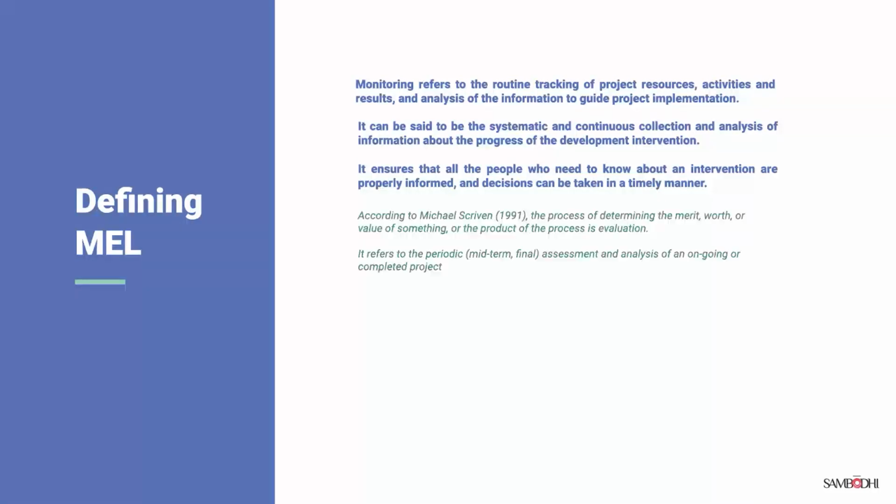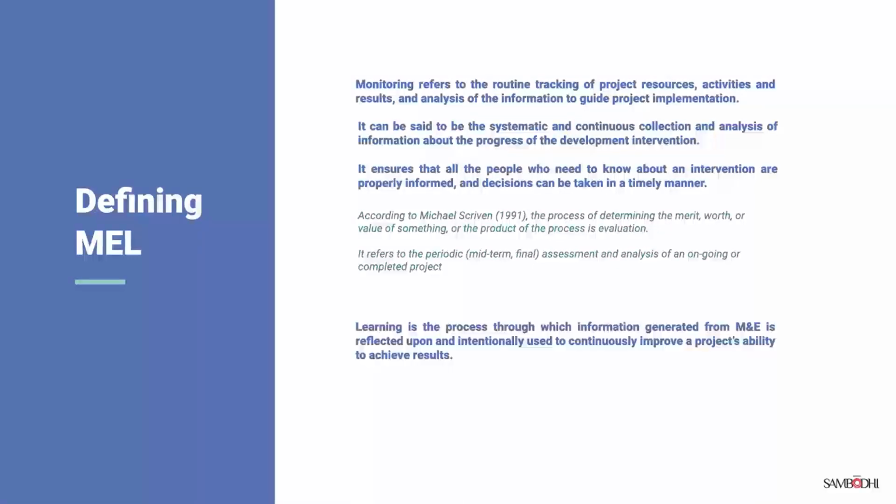E stands for evaluation in the MEL process. According to Michael Scriven, the process of determining the merit, worth, or value of something or the product of the process is evaluation. It refers to the periodic assessment and analysis of an ongoing or completed project. L stands for learning in the MEL process. It is a process through which information generated from M&E is reflected upon and intentionally used to improve a project's ability to achieve results continuously.